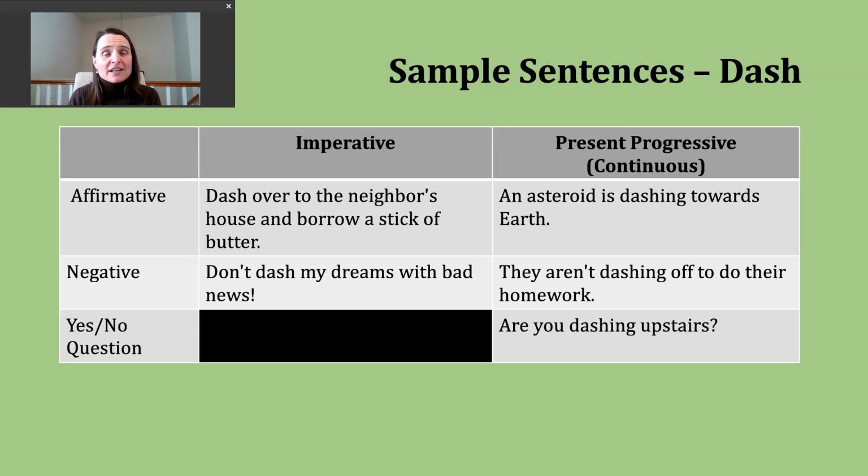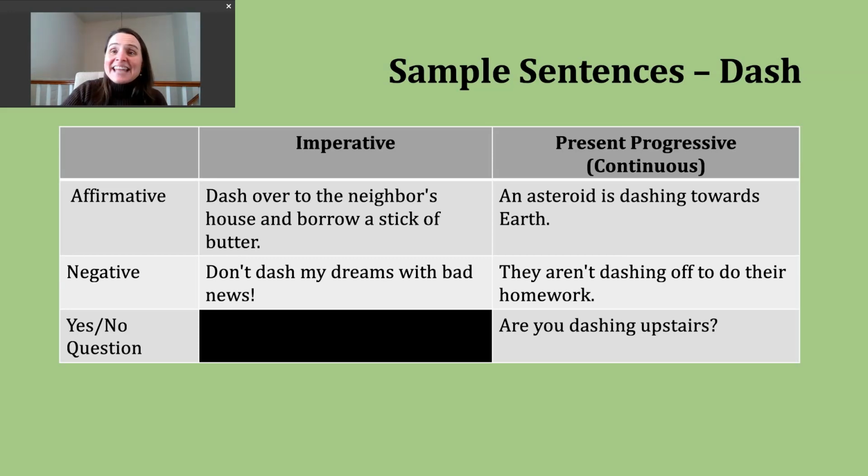Then we have our subject, and we want our subject to match with that form of be. Then you'll see the ing form of the verb. Here's another example. Are you dashing upstairs? You might hear that if you work for an organization that has offices on multiple floors, and somebody wants you to take something up to the next floor, right?